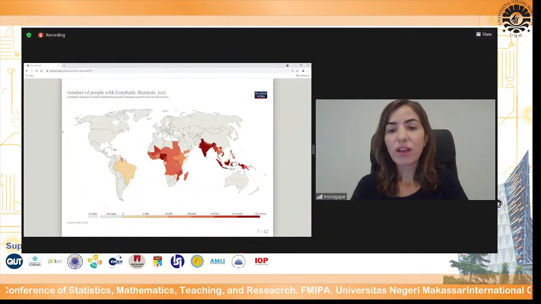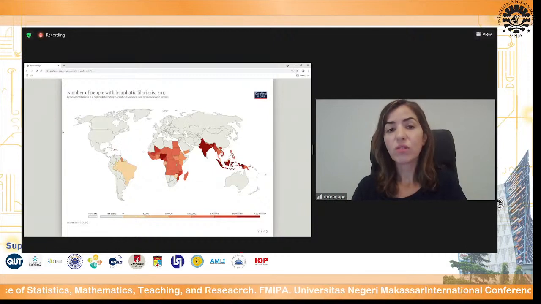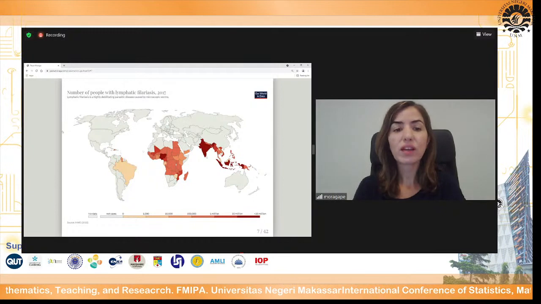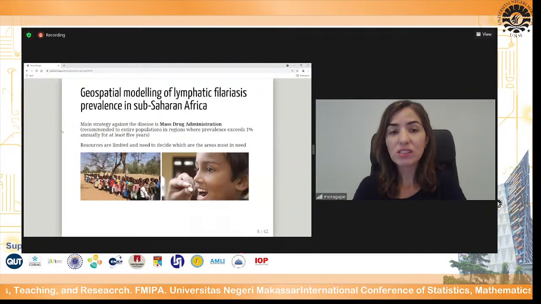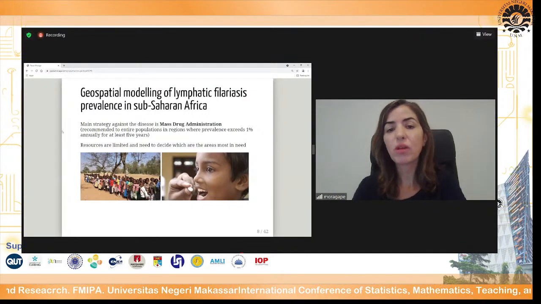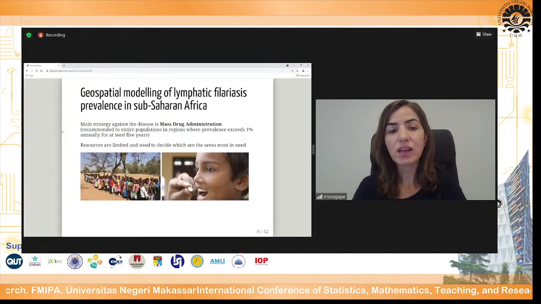Lymphatic filariasis affects tropical and subtropical regions of the world, such as Southeast Asia, the Pacific, Sub-Saharan Africa, and also parts of the Caribbean and South America. The main strategy against the disease is mass drug administration, which is recommended to entire populations in regions where prevalence exceeds 1% annually for at least 5 years.